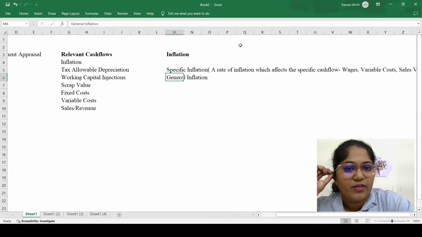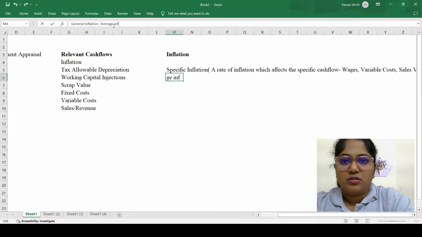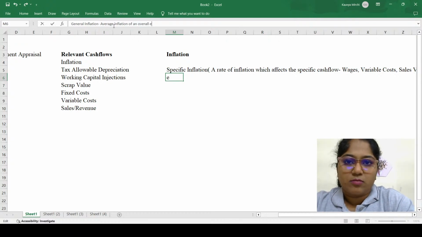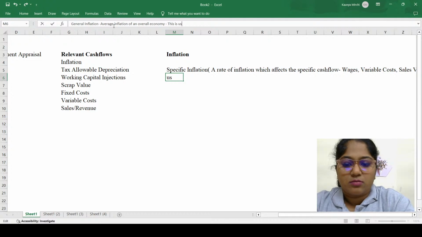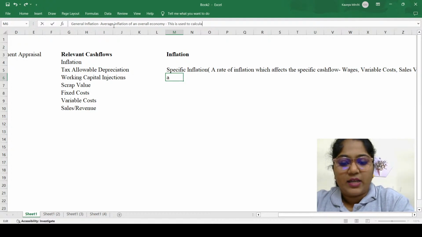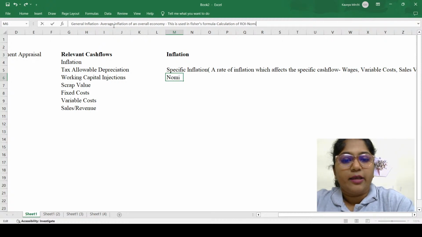Now, when I talk about general inflation, what is this? General inflation is the average inflation of an overall economy. So this is used to calculate or use in Fisher's formula. Fisher's formula for what? For calculation of nominal rate of interest, we might use this.